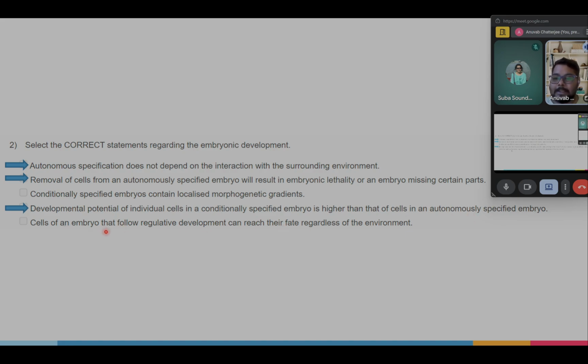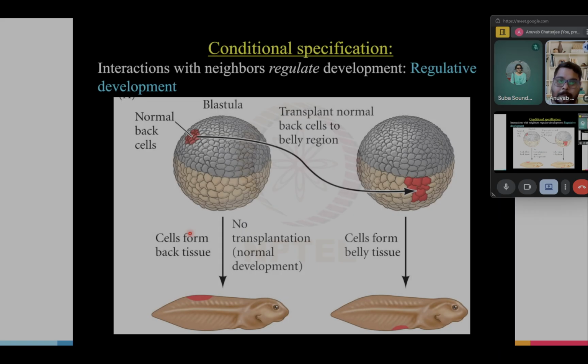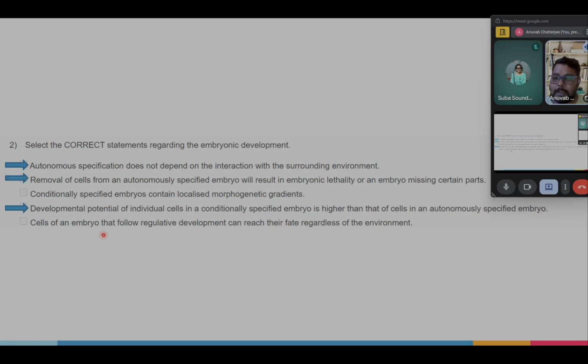And finally, cells of an embryo that follow regulative development can reach their fate regardless of the environment. This is not true, because regulative development means conditional specification. So if I took these cells and put them in a different environment, say I blasted them with a nodal morphogen, then they are never going to form the structure they were supposed to, because they depend on the environment to form particular structures. They listen to the surroundings and the locality. Autonomous specification, instead, doesn't care. You put in nodal, BMP, FGF beta, it does not care. It is going to form what it was supposed to form. So this is also not the correct option. The correct options were A, B, and D.